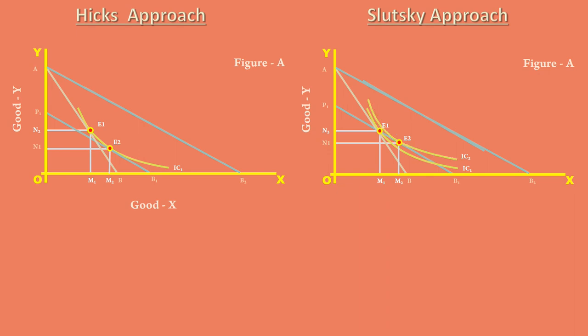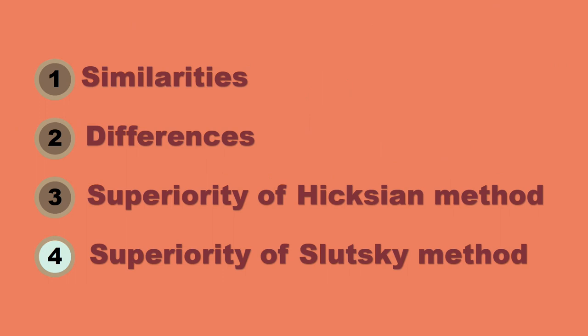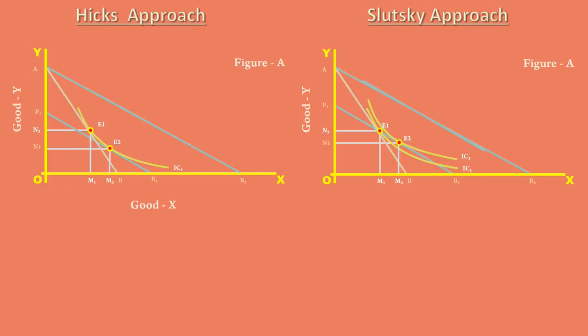Now, the superiority of Slutsky method. On the basis of market information, we can calculate the income to be reduced exactly and accurately under Slutsky's method. This is not possible in Hicks method. It requires a prior knowledge about consumer's indifference curve, which in turn depends upon the taste and preference of the consumer. In this regard, Slutsky's method is superior to Hicksian method.